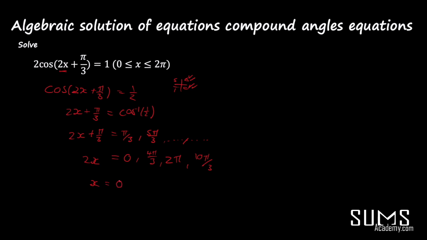X is equal to 0. 0 divided by 2 is 0. 4 over 3, this will be 4 over 6. Then there'll be a common factor of 2, so this becomes 2 over 3 pi. And this becomes, well, 2 pi divided by 2 is just going to be pi. Again, this will become 10 over 6, so that just simplifies down to 5 over 3 pi. Okay, there are your 4 answers there.